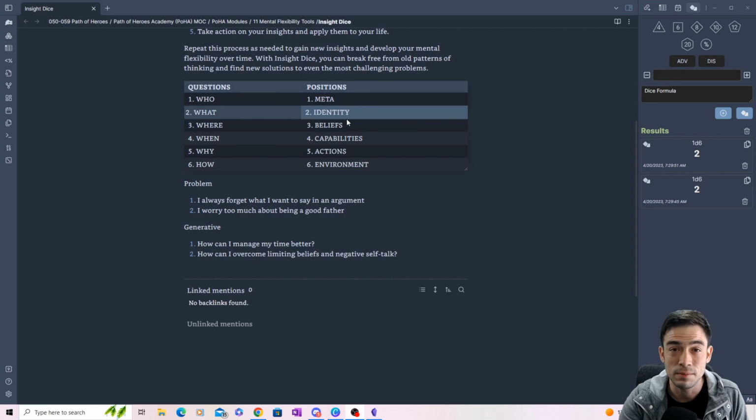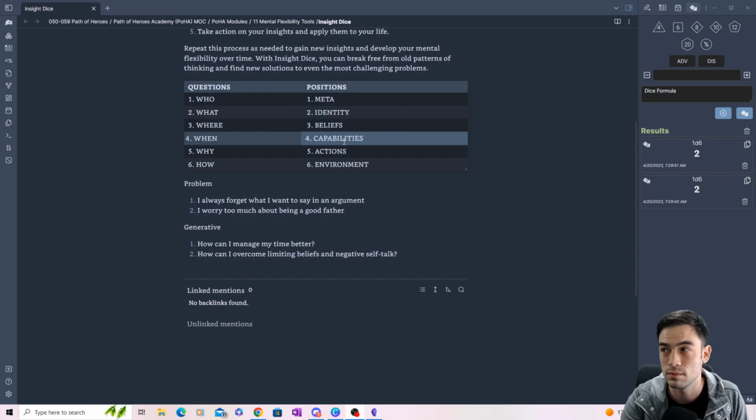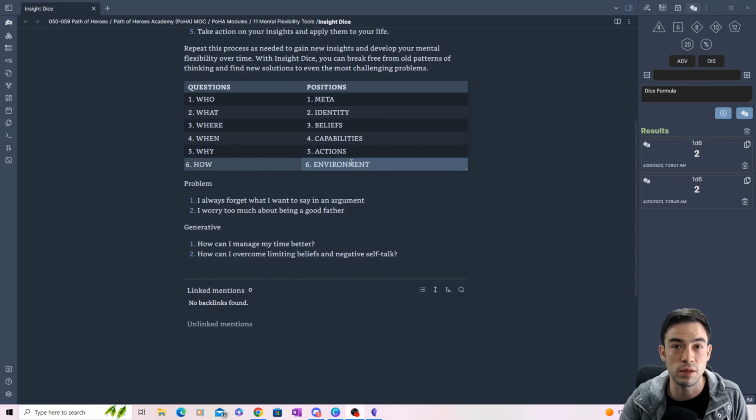Number two, identity. The logical levels, which I'll explain in another video because it needs a whole video, have different categories. Okay, and your identity as a person, the labels that you've attached to yourself or that you believe about yourself. Then the beliefs, what do you believe about yourself or the situation? Then capabilities and skills, the things that you've learned to do. Then actions, the things that you are doing, and the environment, the people, the place, the situation around you.